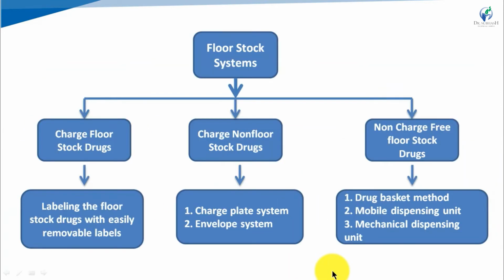Then the floor stock system is also divided into charge floor stock drugs, charge non-floor stock drugs and non-charge free floor stock drugs. Charge floor stock drugs require labeling of the floor stock drugs with easily removable labels. In case of charge non-floor stock drugs, there are two systems: one is the charge plate system and another is the envelope system. These are the systems to distribute the drug directly to the inpatient. In case of non-charge free floor stock drugs, there is a drug basket method to distribute the drug.